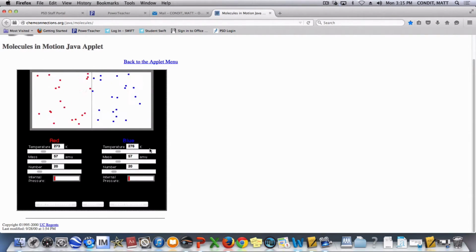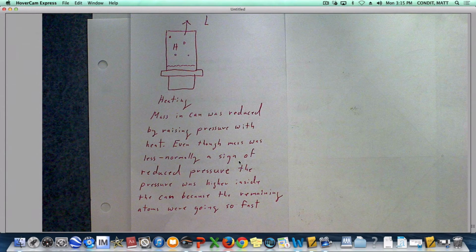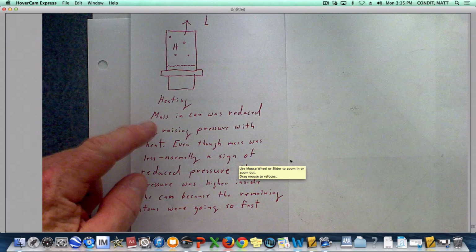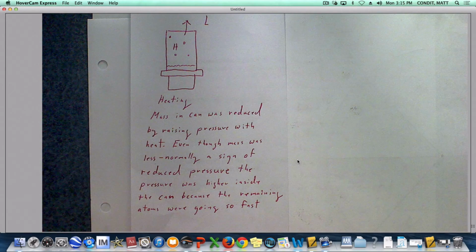So if we go here and we reduce the mass to say 5, we know that under this condition by itself, we would actually have low pressure inside the can, but at the same time we've added a huge amount of heat, and that compensates for that. Even though we have less, they're going so much faster, the can maintains its higher pressure. And so that's the first part, which is the heating part. It says mass in can was reduced by raising pressure with heat. Even though the mass was less, normally a sign of reduced pressure, the pressure was higher inside the can because the remaining atoms were going so fast, just what you just saw.